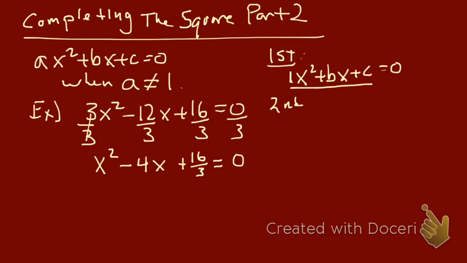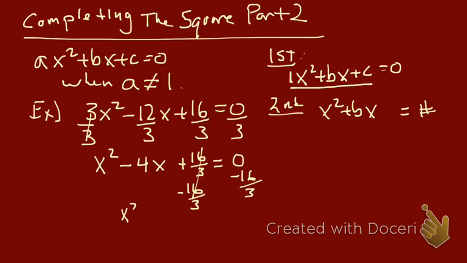Second step. Pretty much from here on out I'm doing the same exact thing that we already did. So now I just have to get x squared plus bx by itself, and then the number on the other side. So essentially I'm going to subtract 16 over 3 from both sides, and I'm going to be left with x squared minus 4x, and I'm going to leave some room here, equal to negative 16 over 3.